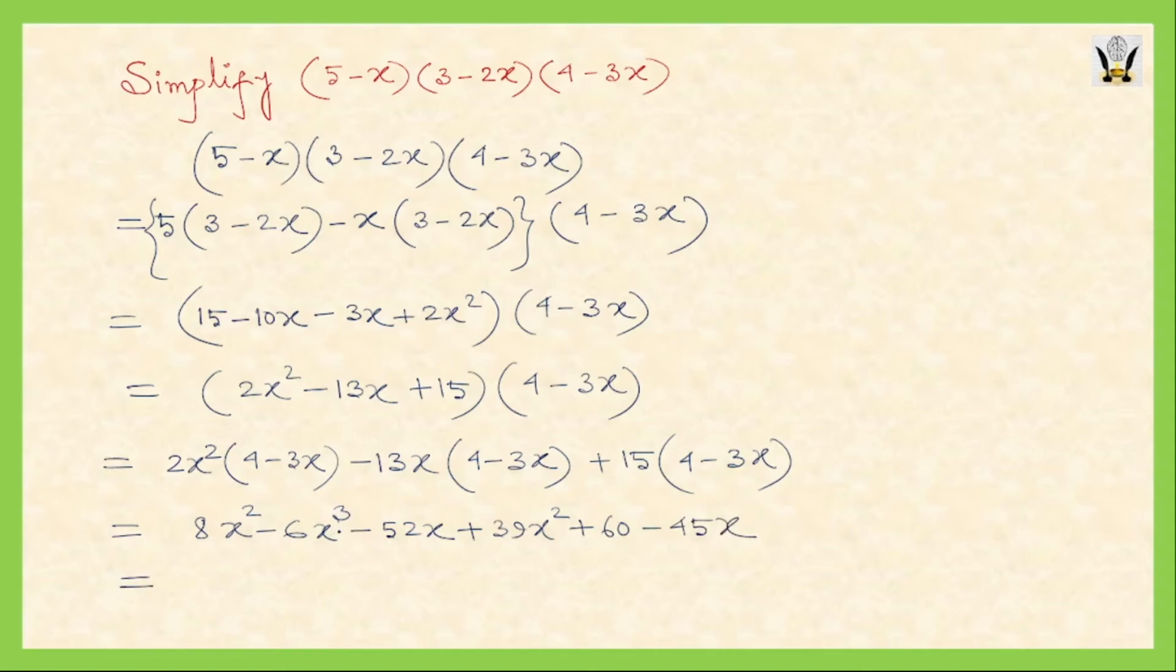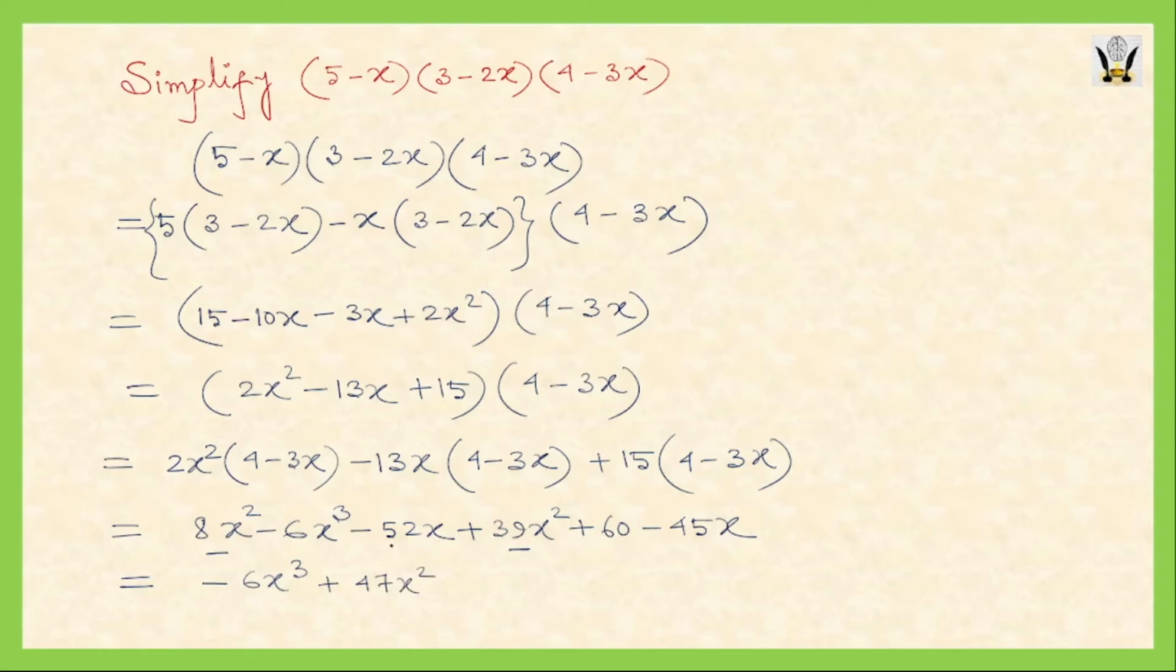So here we have one x cube term and we have no more x cube. So finally in the final answer there will be one x cube term, and that is minus 6x cube. Then we have x square term here, 8x square, and here it is plus 39x square. We can simplify in this line itself. So 39 plus 8, it will be 47, and both are plus, so it will be 47x square.